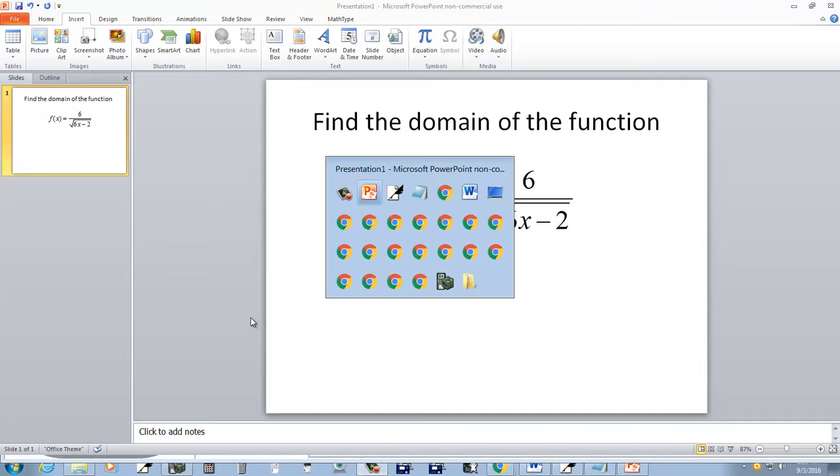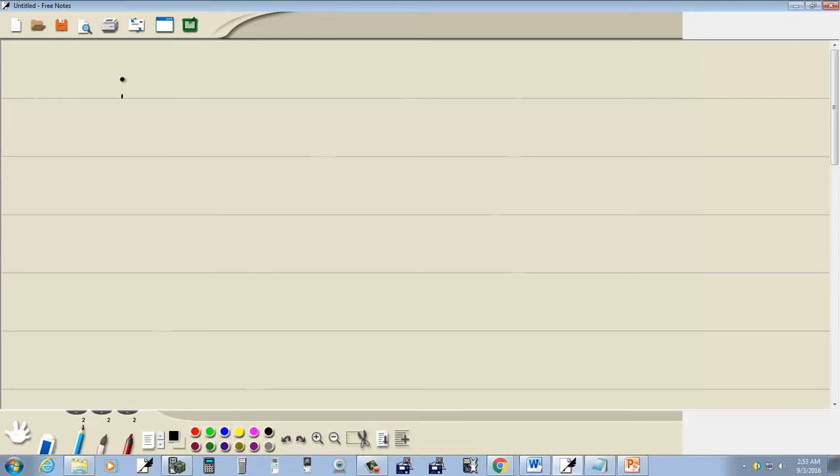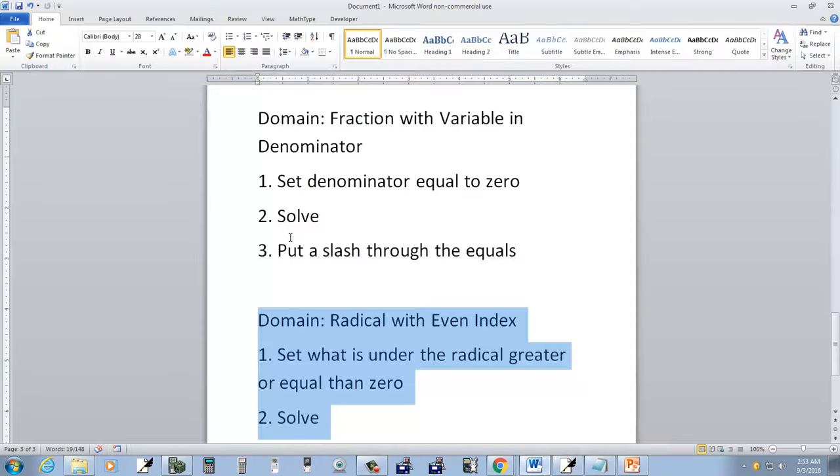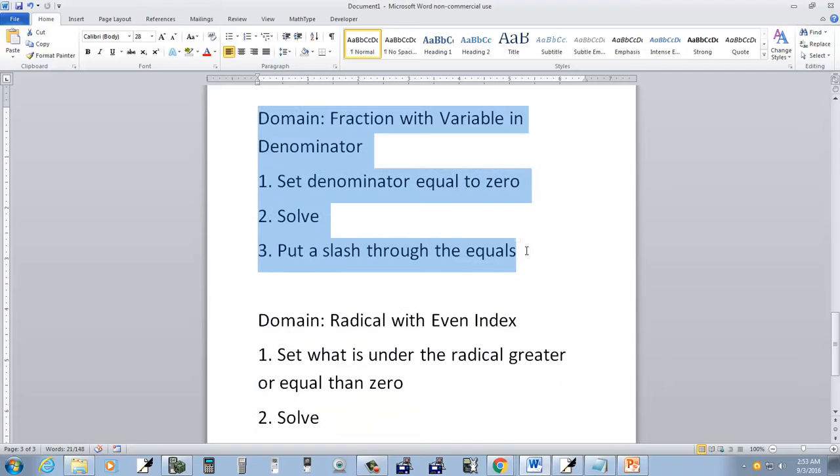Let's take a look at this problem. We got f of x is equal to 6 over the square root of 6x minus 2. Now we got two issues here. One of them is we got a fraction with a variable in the denominator. So let's consider this one first.